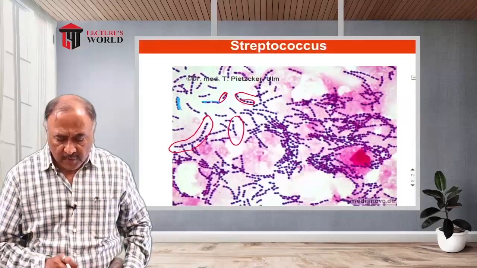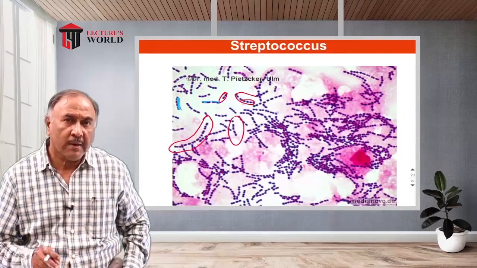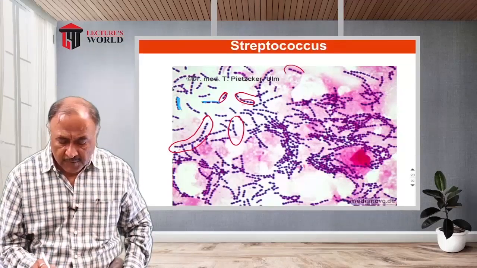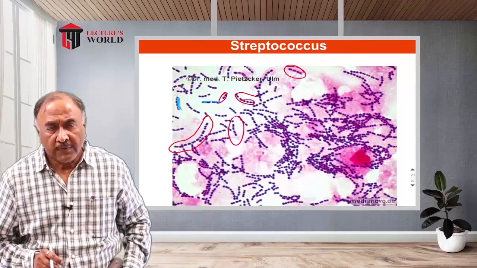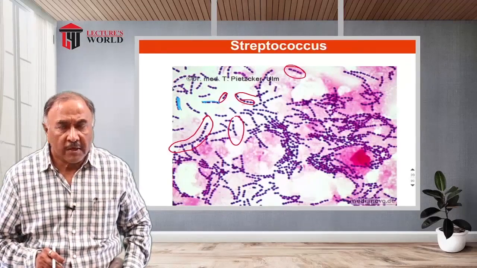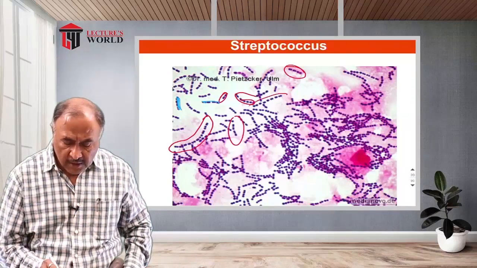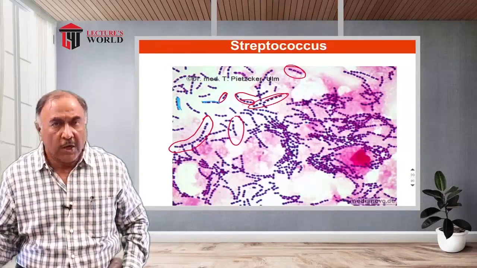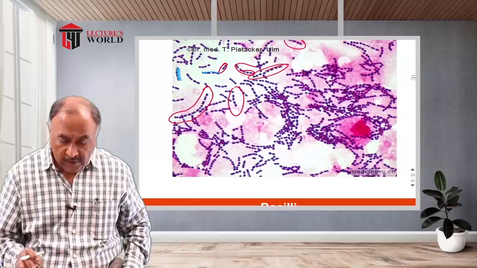Next we have streptococcus. Streptococcus, cocci in chain. As you can see, round shaped organisms which are in chain. These chains can be short or they can be large. Here these chains are very large, and you can see many cocci together, more than 10 or 12 together in chain.